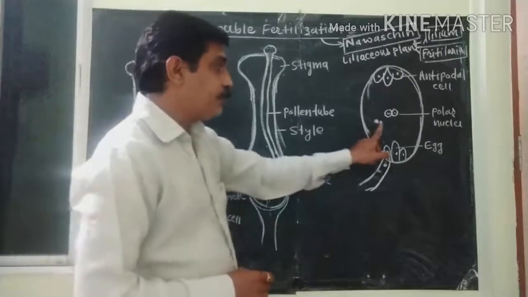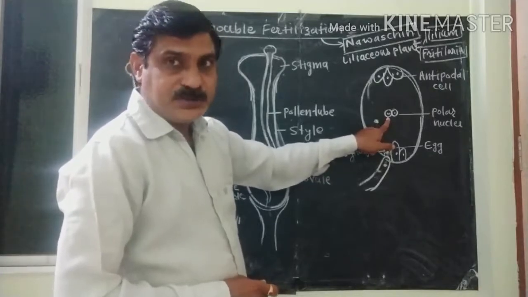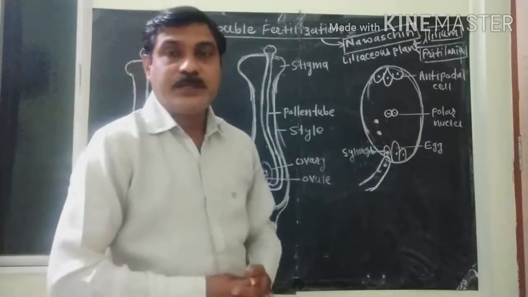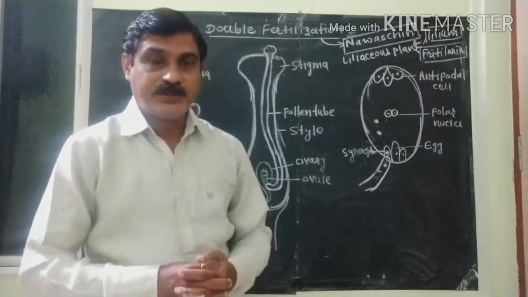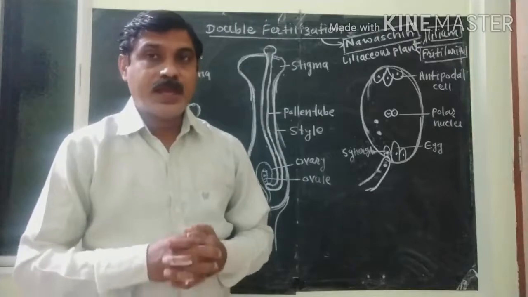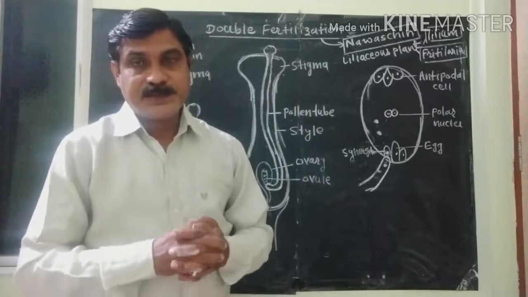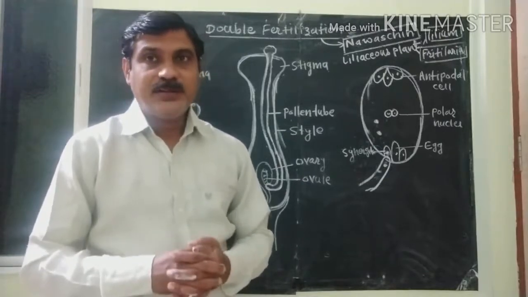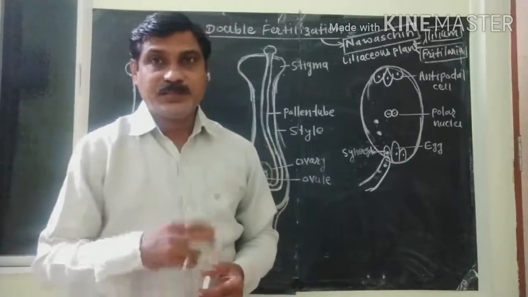Whereas at the same time, another male gamete fuses with the secondary nucleus, which is the diploid polar nuclei, and produces the triploid primary endosperm nucleus. The process is known as triple fusion. Thus, here two events take place, that is syngamy and triple fusion. Fertilization takes place at two places in the embryo sac. That's why such a fertilization is known as double fertilization. Let us discuss these two types of fertilization.